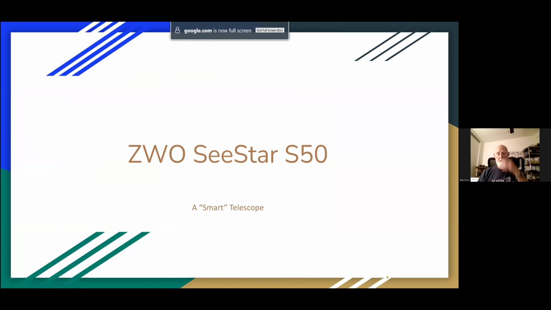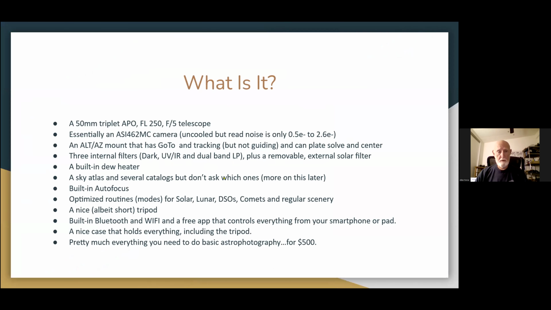Yeah, this is about the SeeStar S50, and it's been getting a lot of buzz lately. And the buzz got me about 8 months ago, 7 months ago, and I got one. So what is it? Well, first off, telescope. It's a 50mm triplet APO, focal length of 250 and f5. And if you think about it, that's actually a pretty good little scope.